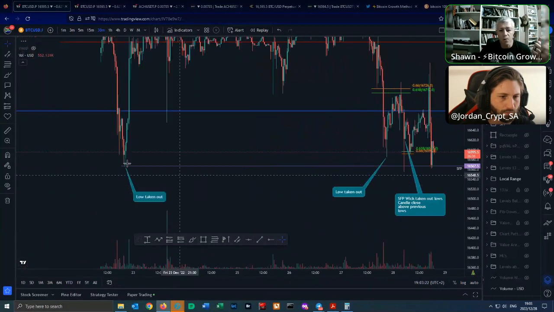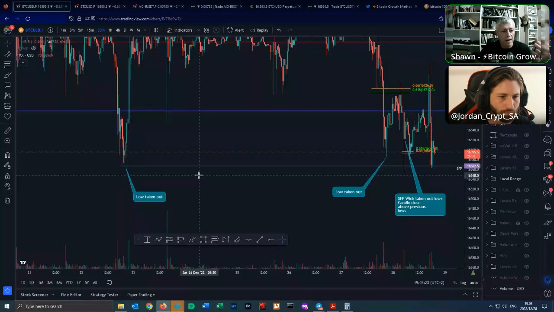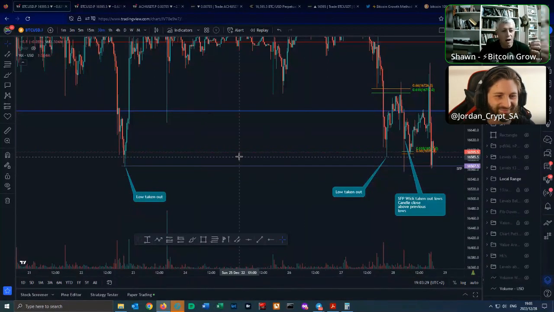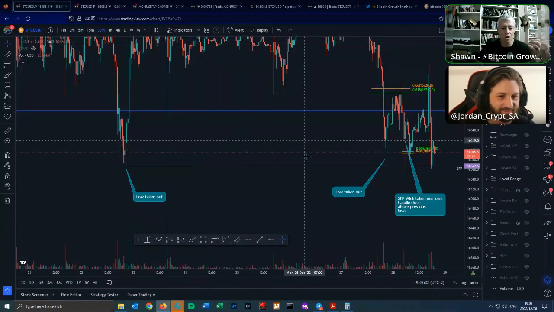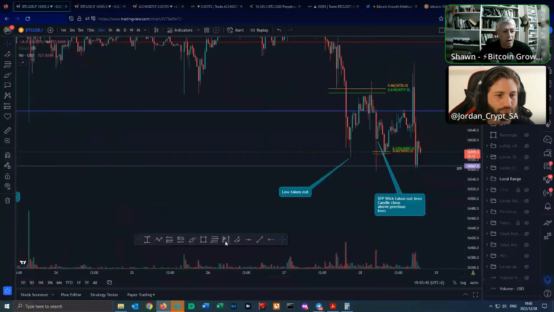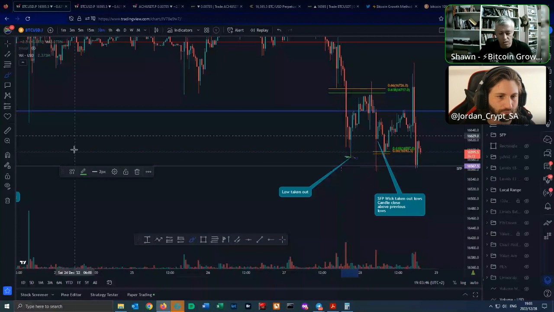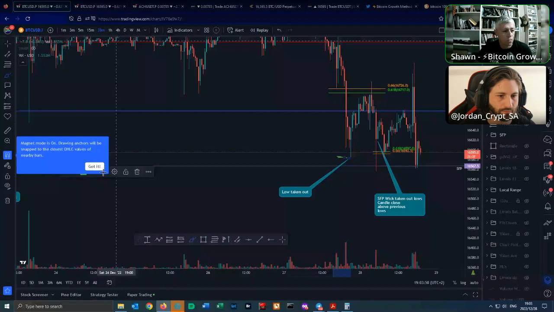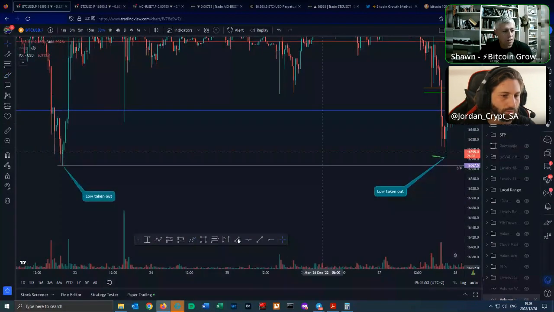I put this out on my Twitter account this morning, and Cameron, there you are. What's up, Cam? I was saying I took the SFP, and if you don't know, an SFP is a swing failure pattern. That basically means that it took out a previous low, and the wick, you can see this particular wick here, actually took out this low, and it took out this low right over there.